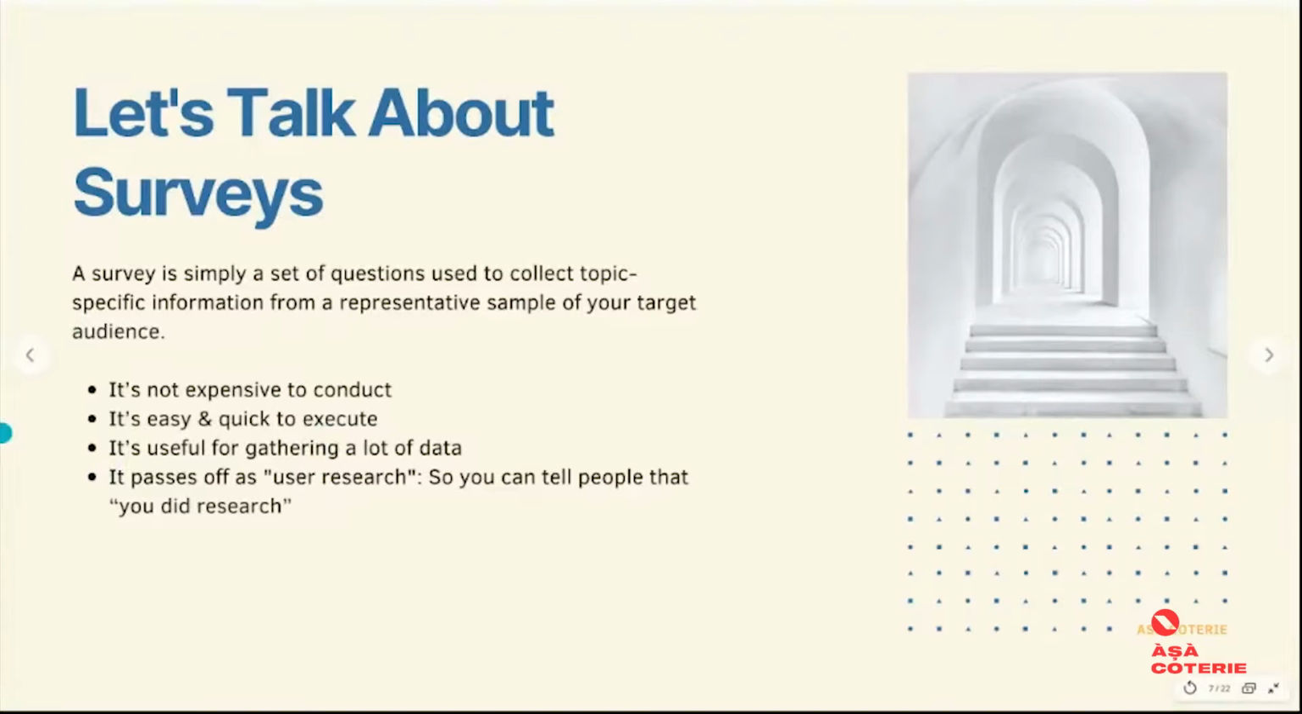So why do people like surveys so much? Because it's not expensive to conduct, right? You can legit just go on Google Forms and throw a bunch of questions up there and post it on Twitter and figure out a way to cajole people to fill out the survey. Some people are naturally motivated, some people are not, right? Surveys are also really easy and quick to execute, so it doesn't take time. You can have a survey up in an hour if you know what you're doing, right? But I don't advise that you have a survey up that quick. There's a lot of things that go into it, and we're going to talk about that, right?